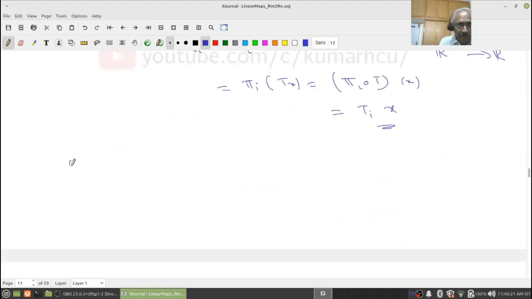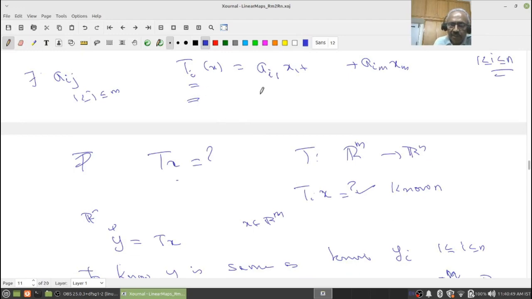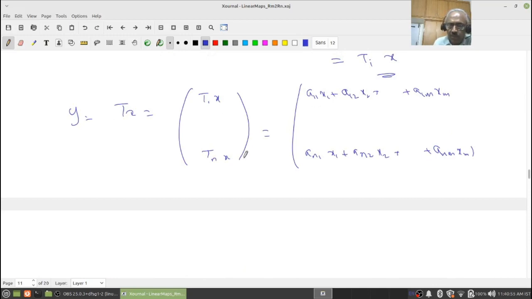Therefore my y, which is T of x, we found it is (T_1 of x, ..., T_n of x), right? I know what T_1 of x is: that is a_11 x_1 + a_12 x_2 + ... + a_1m x_m, and here a_n1 x_1 + a_n2 x_2 + ... + a_nm x_m. Just go through this. What is T_i of x? a_i1 x_1 + ... + a_im x_m. Therefore T_1 of x is a_11 ..., T_n of x is a_n1 .... Do you follow that? So you found it.